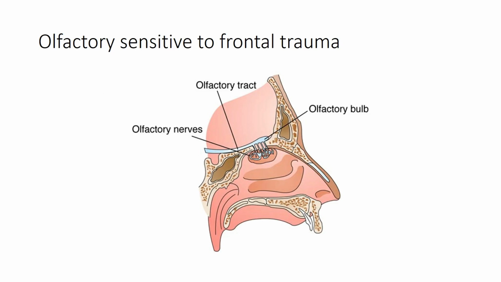The pathway for how our olfactory sense works makes it somewhat sensitive to trauma. We have our olfactory receptors inside the nose. They then have to pass through narrow channels in the skull bones to get to the olfactory nerve. So trauma to the front of the head can damage them. Because of the receptors in the nose, they're also sensitive to things like infection.